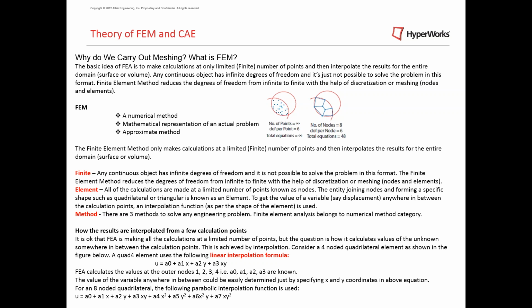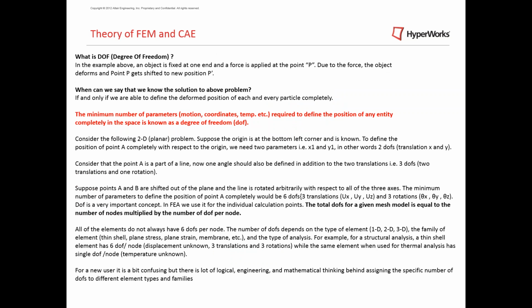Consider a 4-noded quadrilateral element as shown in the figure. A quad element uses the following linear interpolation formula. FEA calculates the value at outer nodes 1, 2, 3, 4, that is A0, A1, A2, A3 are known. The value of the variable anywhere in between could be easily determined by just specifying x and y coordinates in the above equation. For an 8-noded quadrilateral, the following parabolic interpolation function is used.